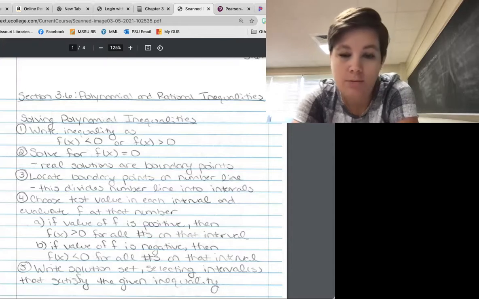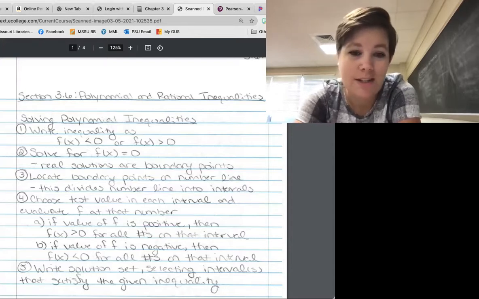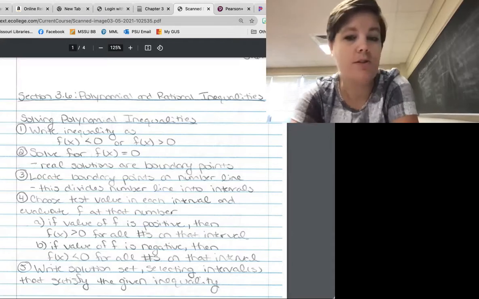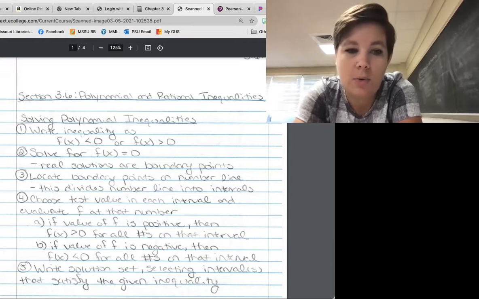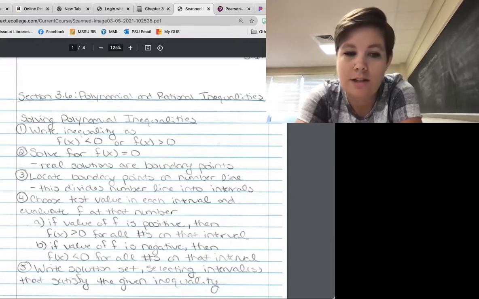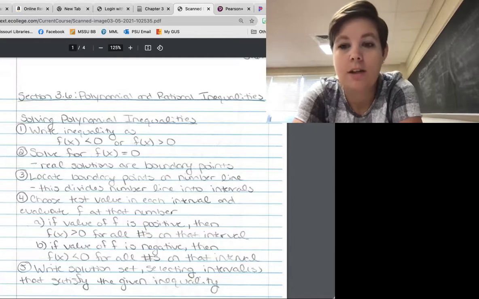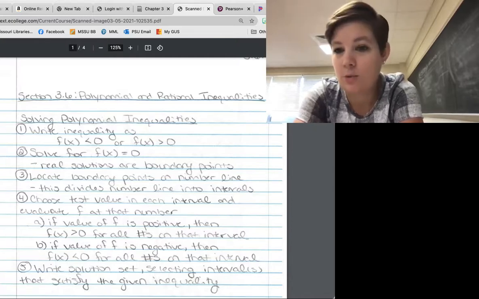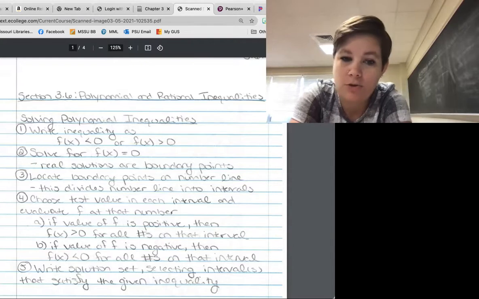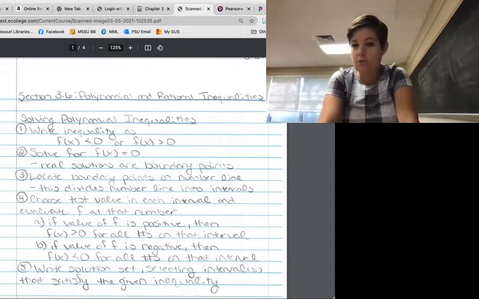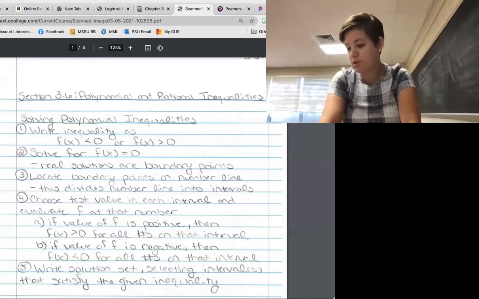So I wrote out some really nice steps for you in my notes, so I didn't want to write them on the board. That's why I have the screen share. There are basically 5 steps. Step 1 is you write the inequality as either f of x is less than 0 or f of x is greater than 0. So you're basically getting everything to one side of your inequality sign and having 0 on the other side. Step 2 is you solve f of x equals 0. You're going to find the real solutions, which are your boundary points. And that'll make more sense once we go through it.